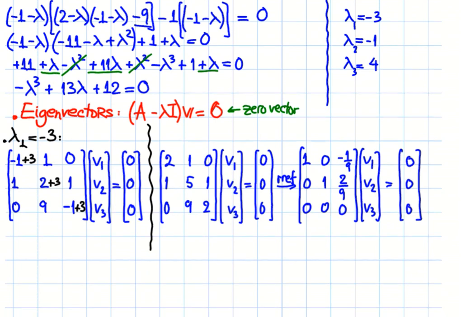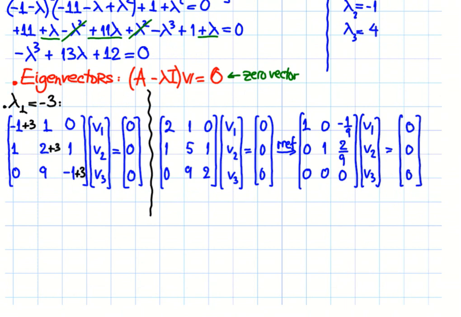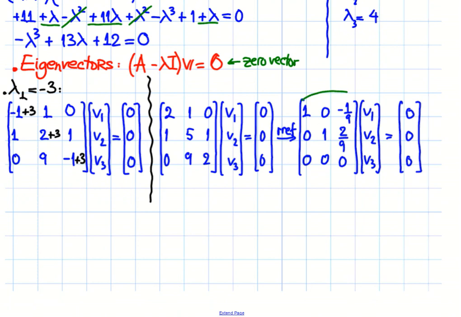Alright, next, from the first line we should have V1 minus 1 over 9 V3 equal to 0. The second line, V2 plus 2 over 9 V3 equal to 0. The third line gives us nothing. Now, in linear algebra, whenever we have the 1, that is called the pivot entry, and we have the 1 here. Corresponding to this, we have V1, V2, and V3. Of course, that's where we get the coefficients from.